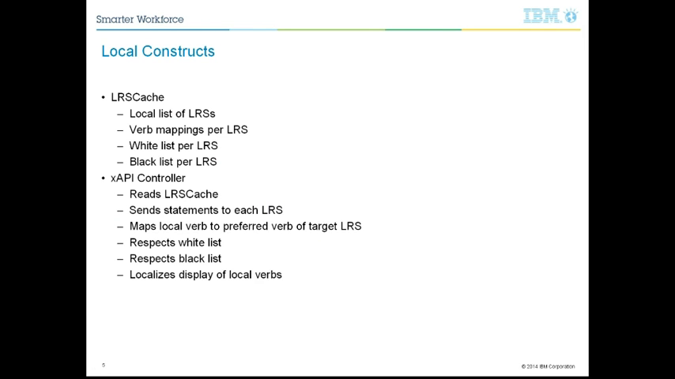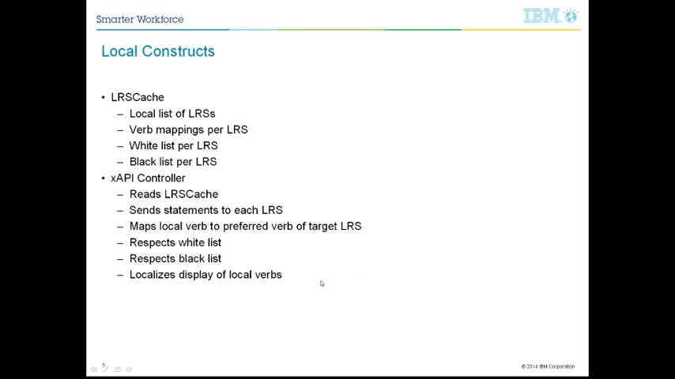The xAPI controller is what does all the work. It reads the data from the LRS cache. It's the code that actually sends statements to each LRS. After reading the LRS cache, it will map the local verb to the preferred verb for the target LRS. It also respects the whitelisting and blacklisting, and it also does the localization of the local verbs.